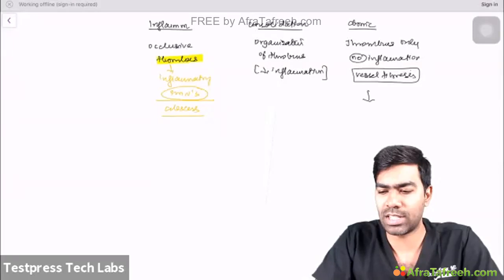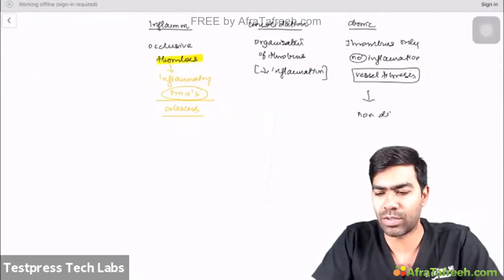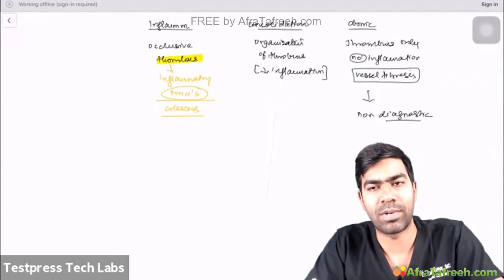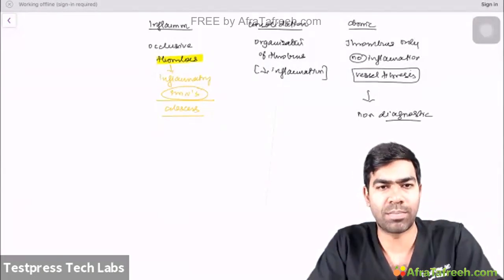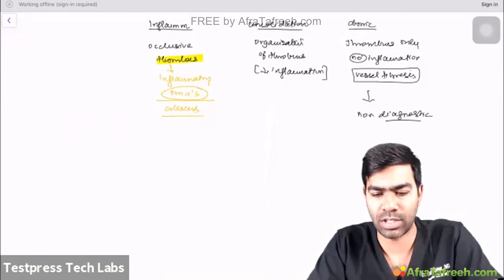So at this stage, even if you take a biopsy, that is completely non-diagnostic, because this can happen in many other conditions, including many other vasculitis. It can happen in atherosclerosis. So this is completely non-diagnostic in the first place.